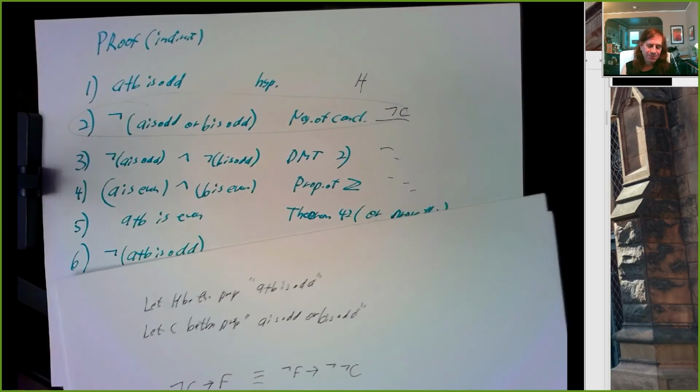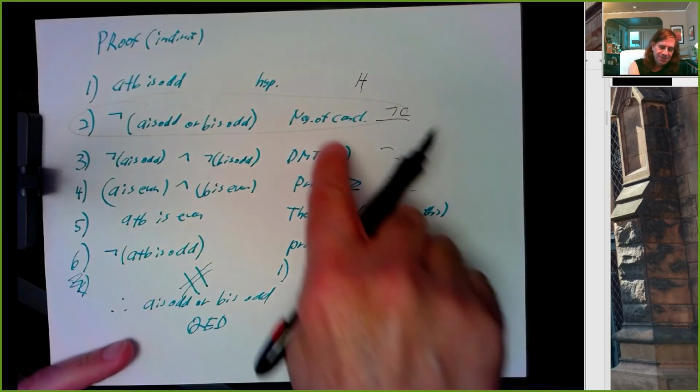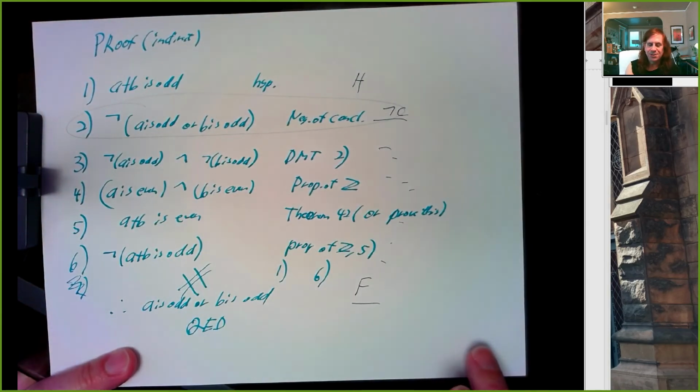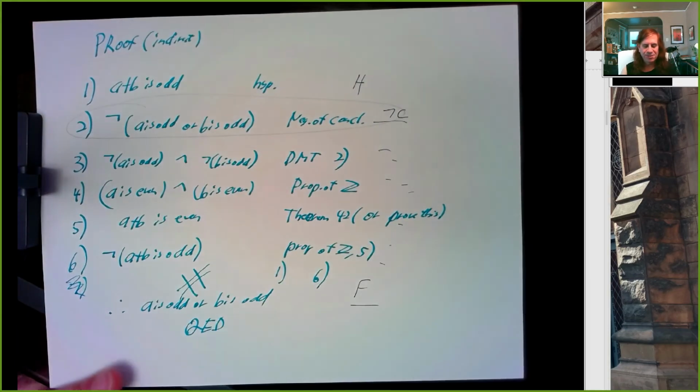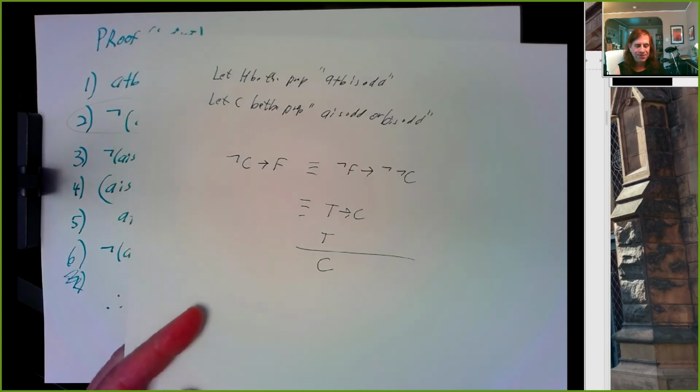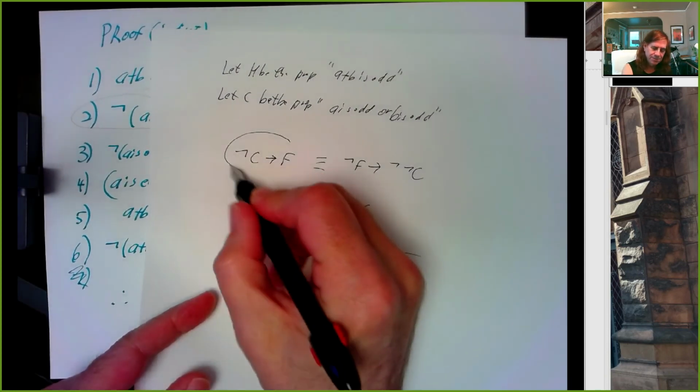But usually when we're doing this, we just think, let's assume that the conclusion is false, and let's show that that leads to an absurdity, and therefore the conclusion must have been true. But that's what's actually going on underneath. So it's a direct proof of this.